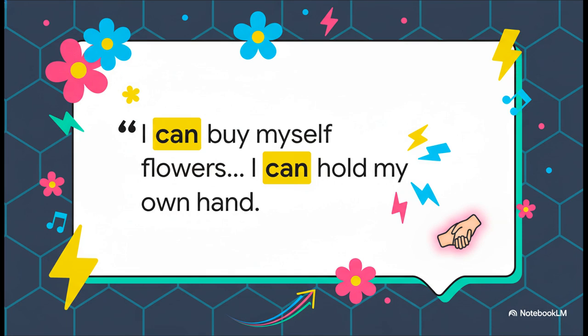And for a perfect real-world example, just listen to Miley Cyrus. When she sings, I can buy myself flowers, I can hold my own hand, she's not asking for permission, is she? Nope. She's declaring her ability. It's a super powerful statement. Once you start listening for it, you will seriously hear can everywhere.